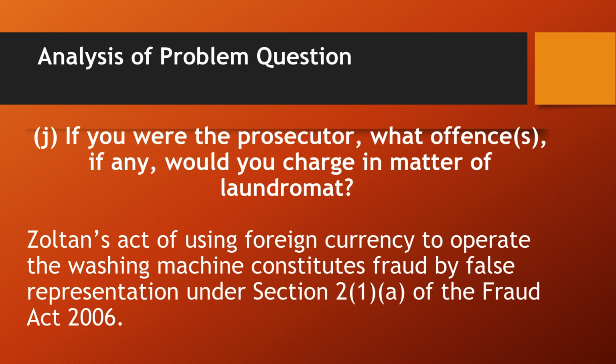The use of a foreign coin to operate the laundry machine could be charged as fraud by false representation. Under Section 2 of the Fraud Act 2006, fraud requires proof that the defendant made a false representation intending to gain or cause loss, and that the act was dishonest. The defendant's act of inserting a foreign coin falsely represented that he was paying the required fee for the laundry service.